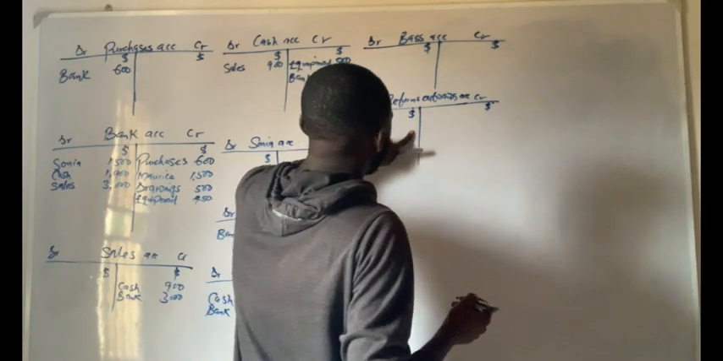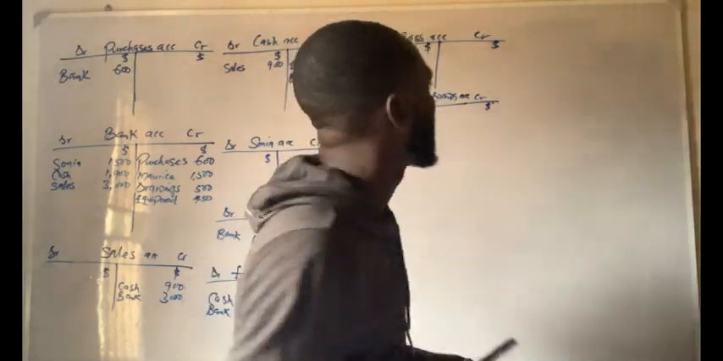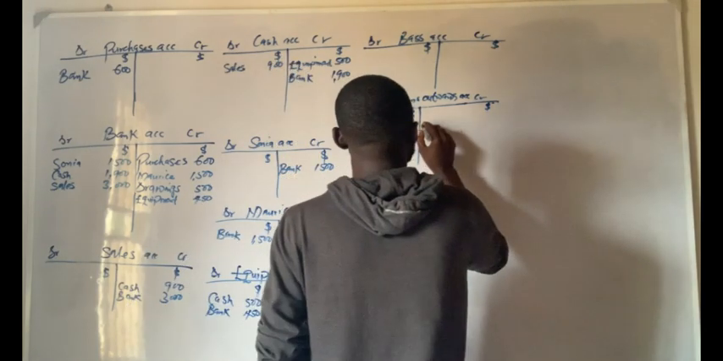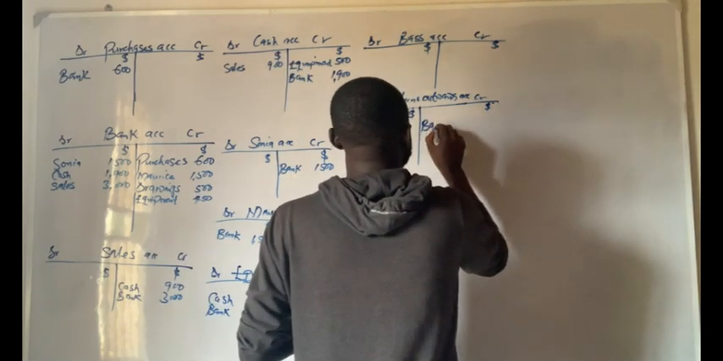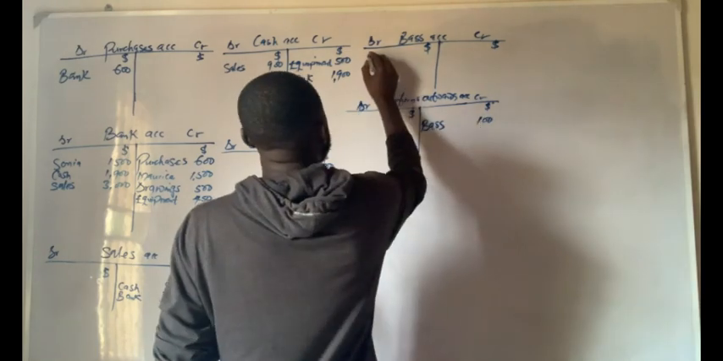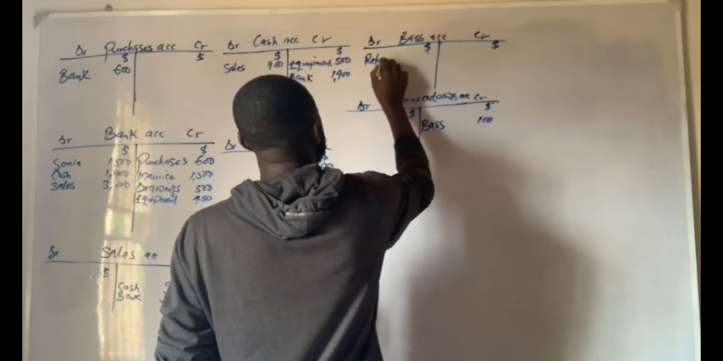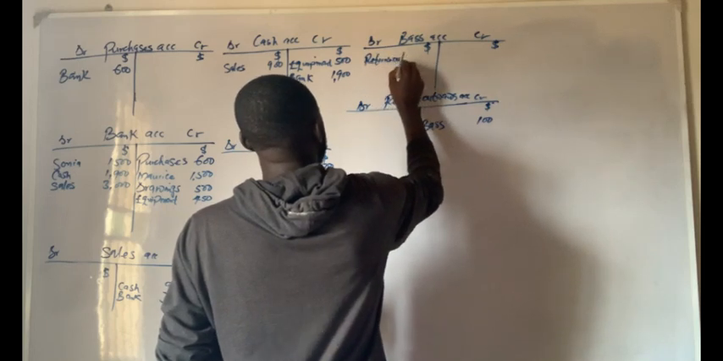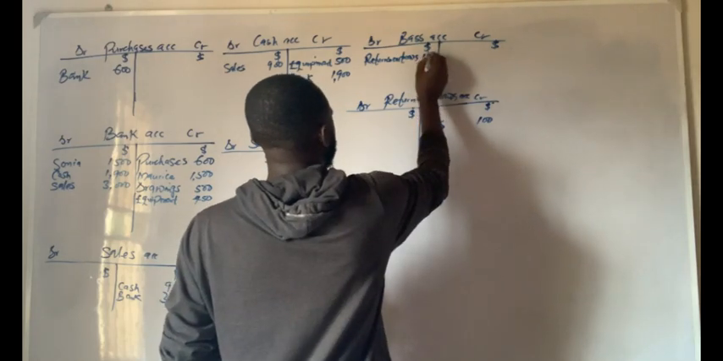So we now have BAS. The goods that were returned by return to BAS was $100. So we have BAS. There's a return here to BAS. So BAS, goods was returned to BAS, 100, and then BAS now received from returns outwards, which is 100.